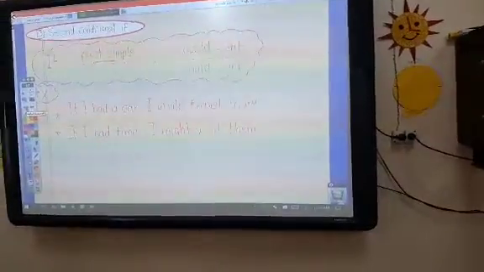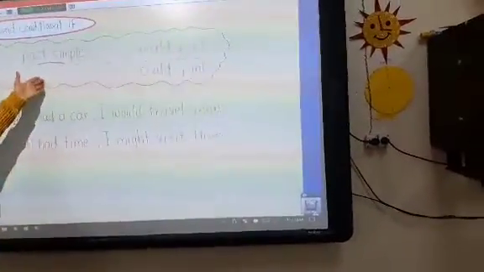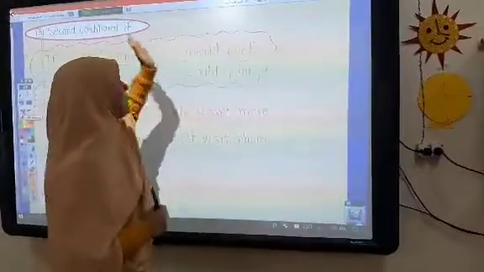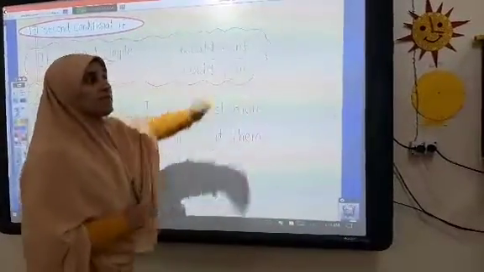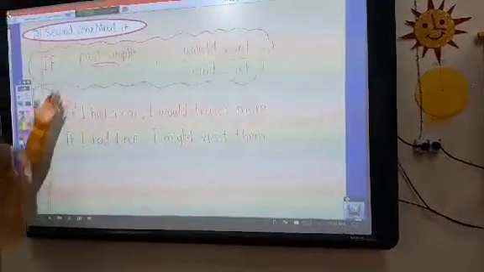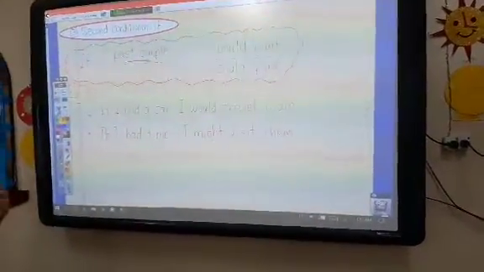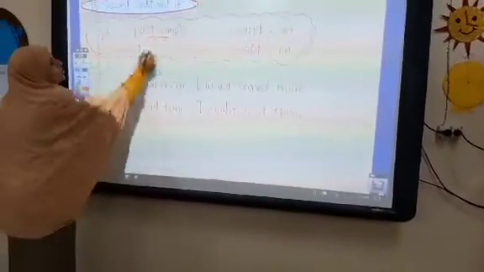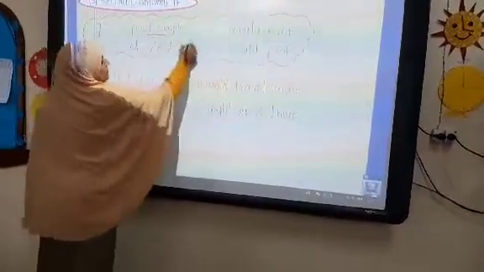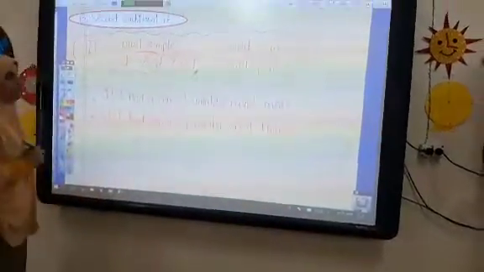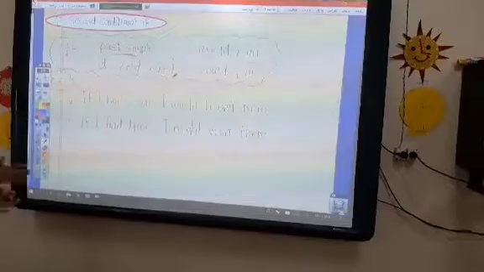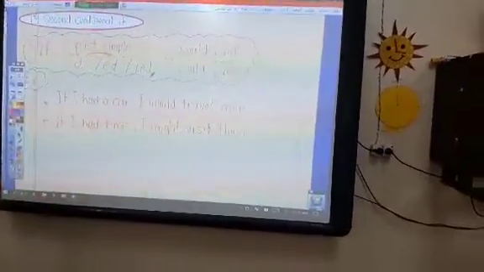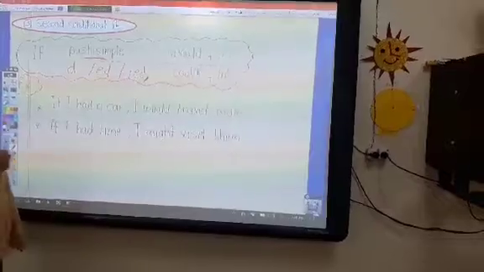Let's move on to the second conditional if. If followed by two sentences. Past simple, and the second part will be would plus infinitive, or could plus infinitive, or any modal verbs. When I ask you, what is the form of the past simple? We have regular verbs and irregular verbs. Regular verbs, we add d, or ed, or ied to the verb. And irregular verbs, we don't add anything to the verb. Verbs that we memorize, like see, saw, eat, ate.